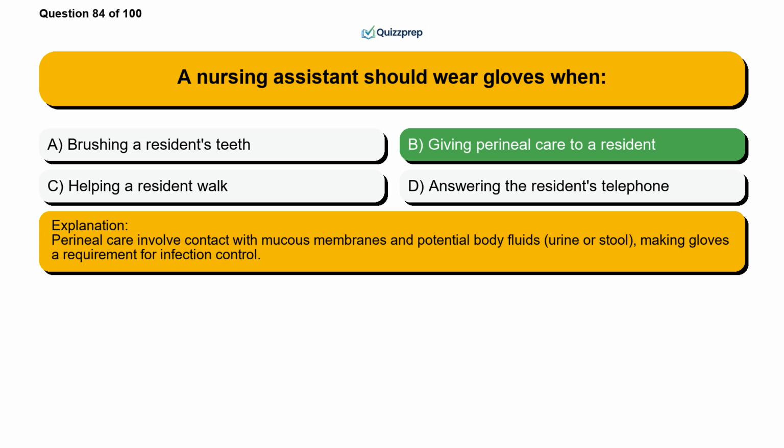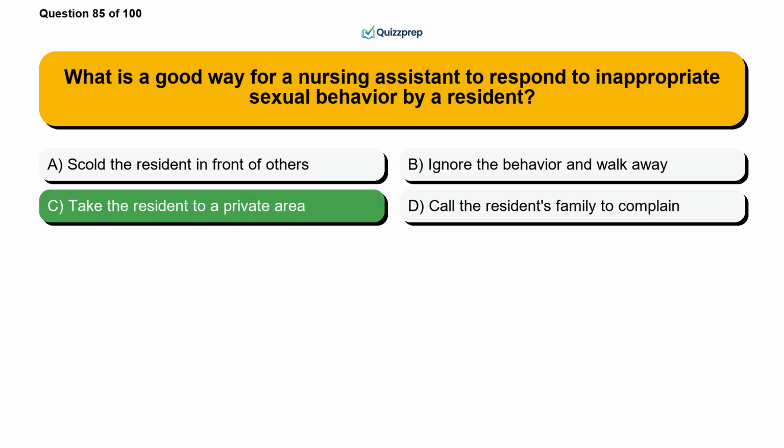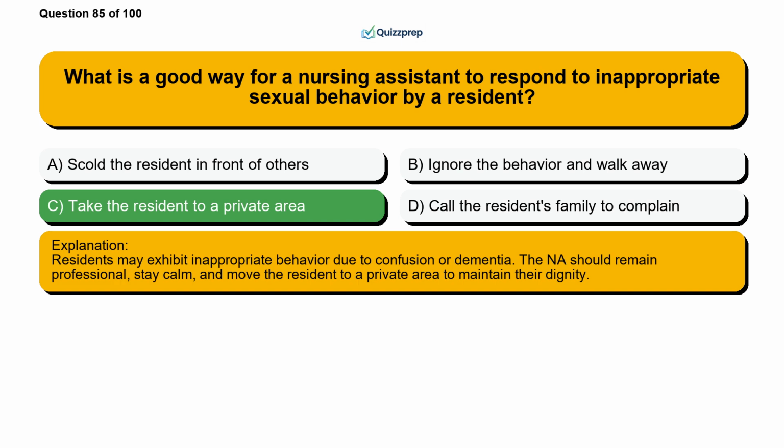Question 85. What is a good way for a nursing assistant to respond to inappropriate sexual behavior by a resident? Option A, scold the resident in front of others. Option B, ignore the behavior and walk away. Option C, take the resident to a private area. Option D, call the resident's family to complain. The correct answer is option C, take the resident to a private area. Residents may exhibit inappropriate behavior due to confusion or dementia. The NA should remain professional, stay calm, and move the resident to a private area to maintain their dignity.